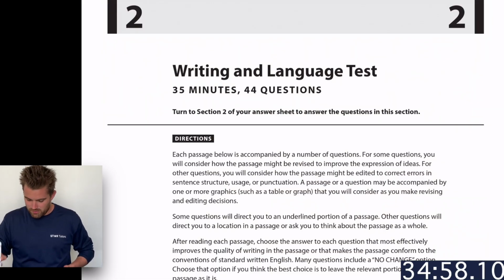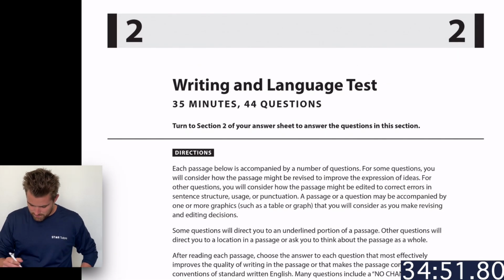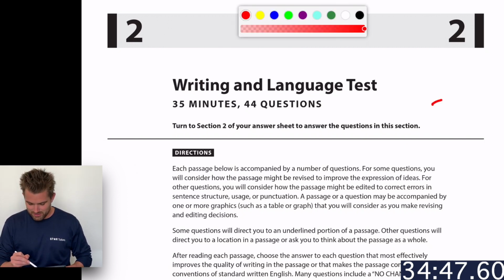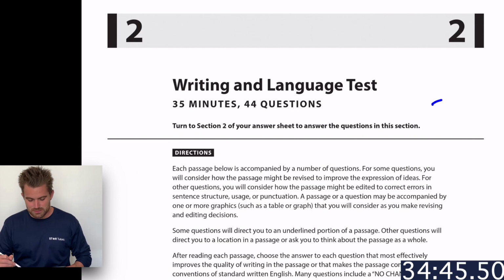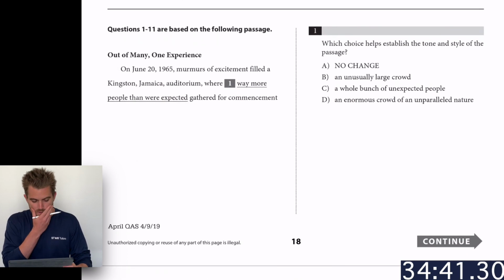The timer starts now. Okay, great. So we have 35 minutes. Let me mark this. I'm already starting slow, guys. Okay, let's change this to a different color. You can see I'm not totally nervous about this because I really do feel so comfortable with my grammar rules. Let's see what we got here.